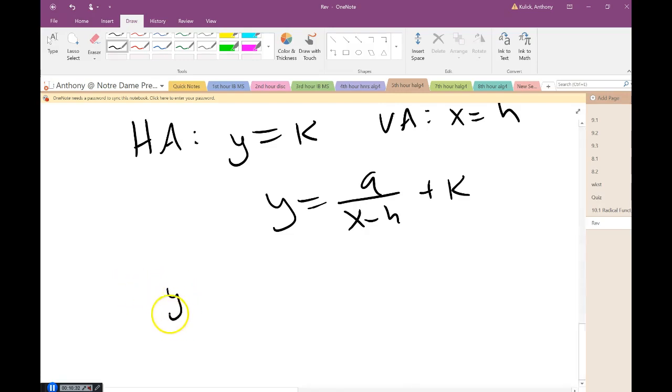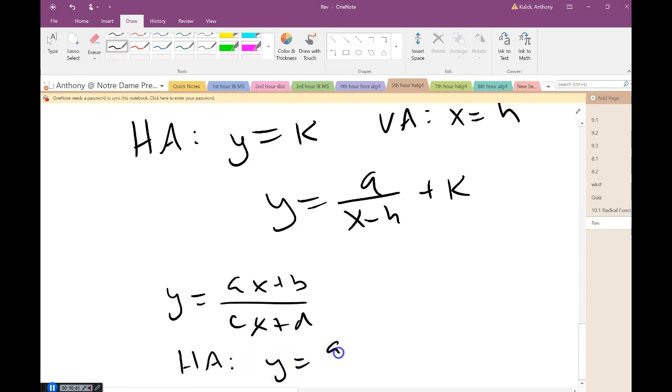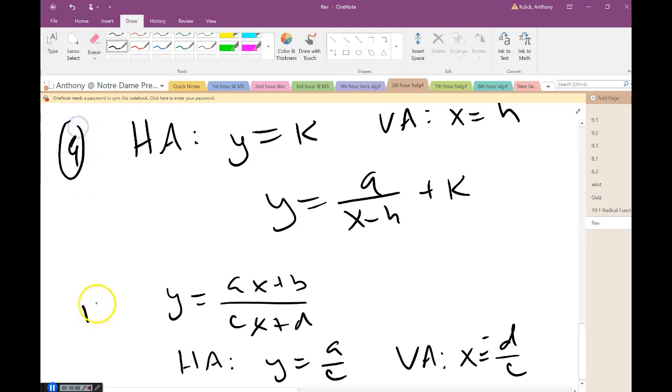So 10, if you have y equals ax plus b over cx plus d, the HA is the leading coefficient over the leading coefficient, and the vertical asymptote is the denominator set equal to 0 and solve. So this would have been like 9 and then 10. But that's how you found those things.